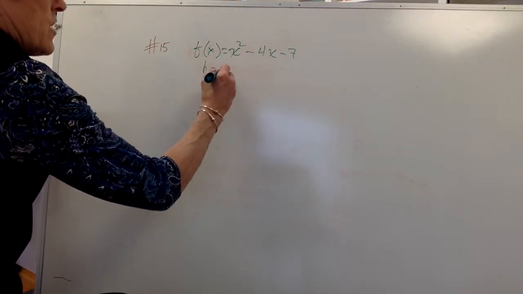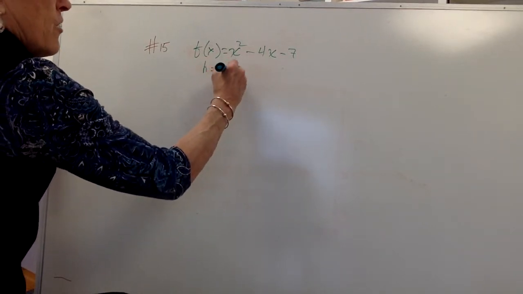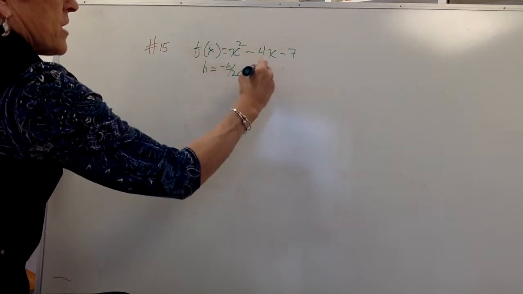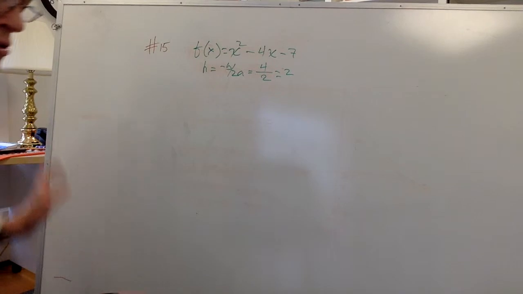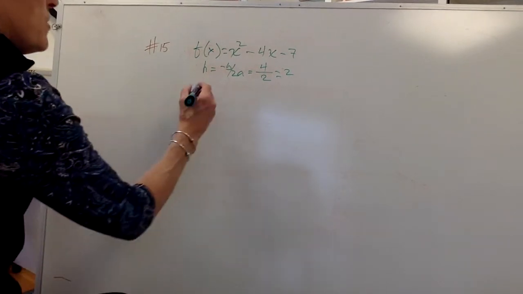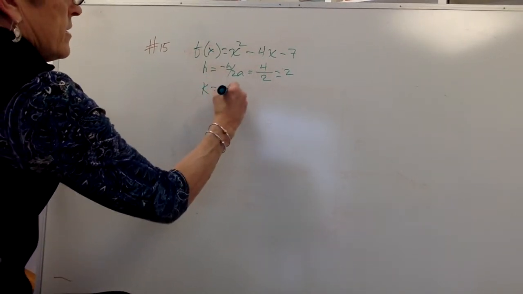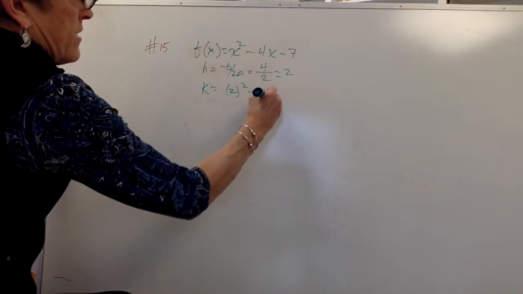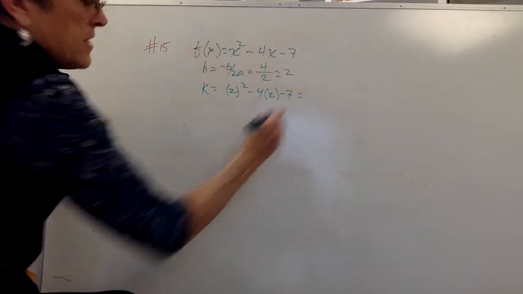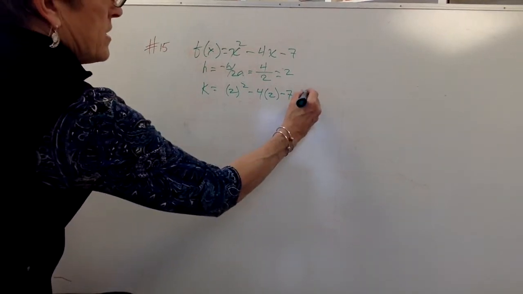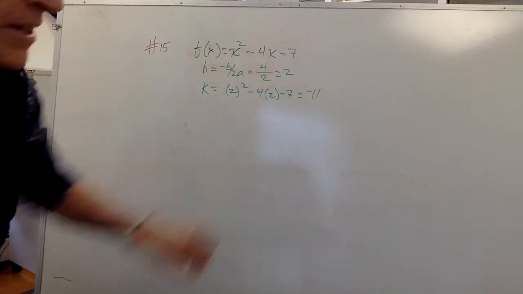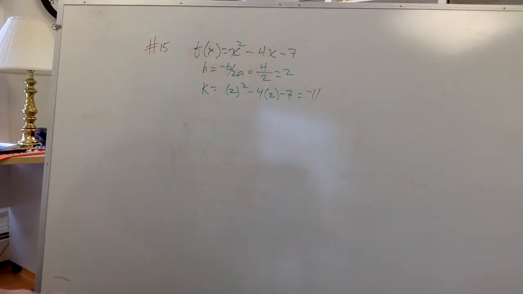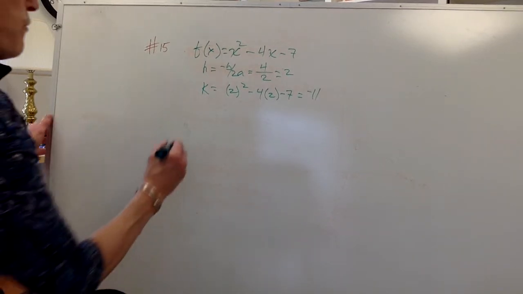So h is negative b over 2a. In this case, it's the opposite sign of negative 4, over 2, equals 2. We can substitute that into the equation and find out what k is equal to, and in this case, it's negative 11. 4 minus 8 is negative 4, minus 7 is negative 11. All right, so we've already determined this doesn't factor, so let's put this into vertex form.